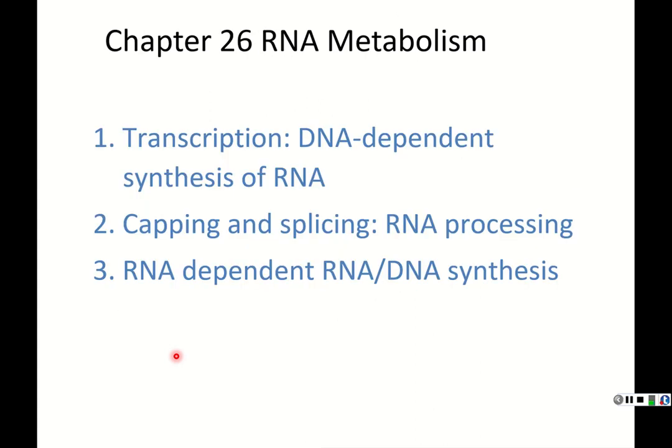Right, so this is from chapter 26, and it covers RNA metabolism. Mainly what we're talking about is transcription, which is also known as DNA-dependent synthesis of RNA. So we're using DNA as a template to synthesize RNA. We're also going to be talking about the ending parts of this, the capping and splicing of the RNA, how the messenger RNA is processed. And then we'll be talking about some RNA-dependent RNA and DNA synthesis at the end of the lecture.